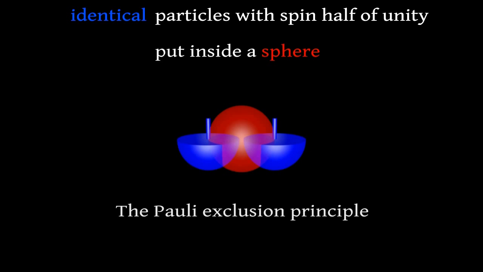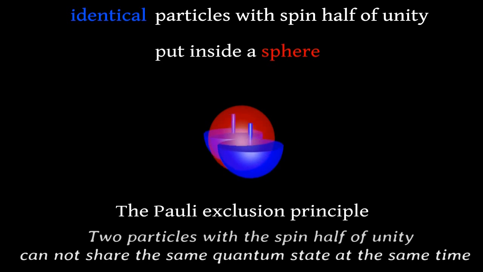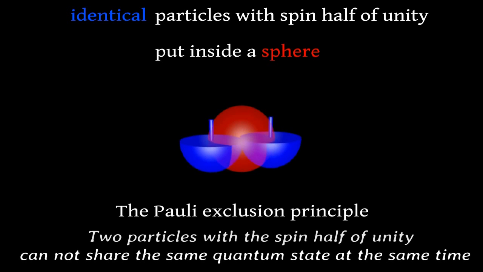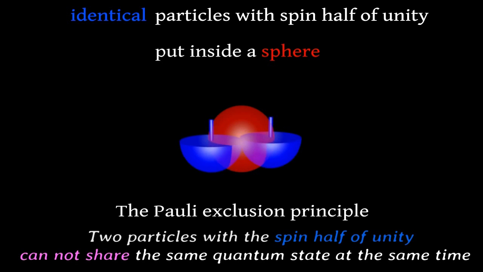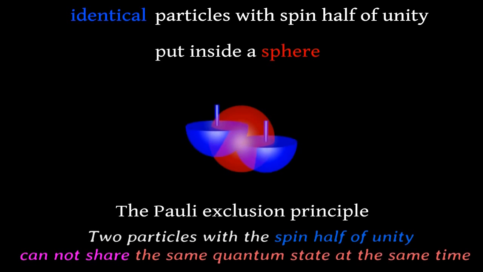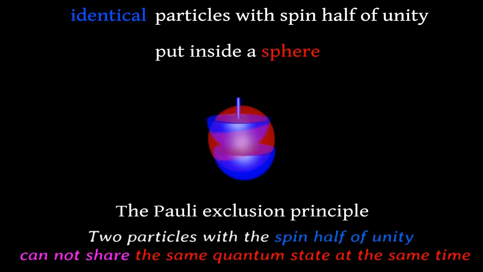There is a fundamental principle of nature, usually called the Pauli exclusion principle, stating that no two particles with the spin half of unity can share the same quantum state at the same time. In our demonstrative example, this means that we cannot put in the same place, inside the sphere, two identical half-spheres.